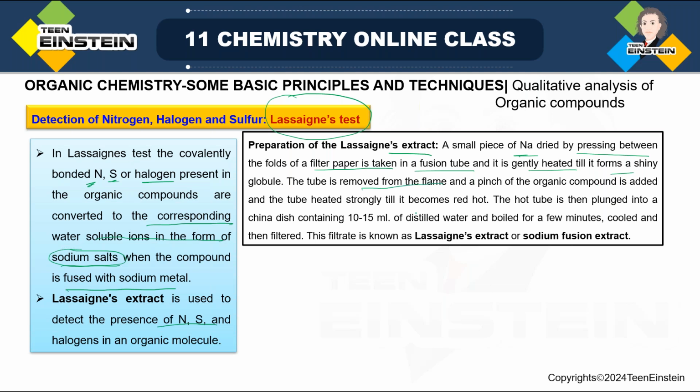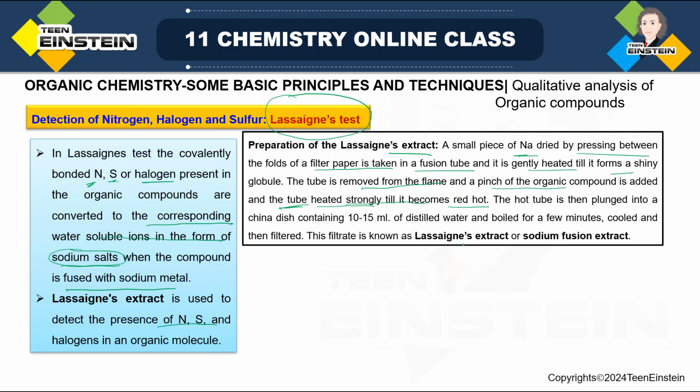Now the tube is removed from the flame and you have to add a pinch of organic compound, not much, very little amount is added to the test tube and heated strongly. Now this tube is a specially designed tube which we can break easily because ultimately you have to break this tube. So when the organic compound is added which you are trying to analyze, whether N, S or halogen present, you have to now heat it till it becomes red hot. So it must be red hot.